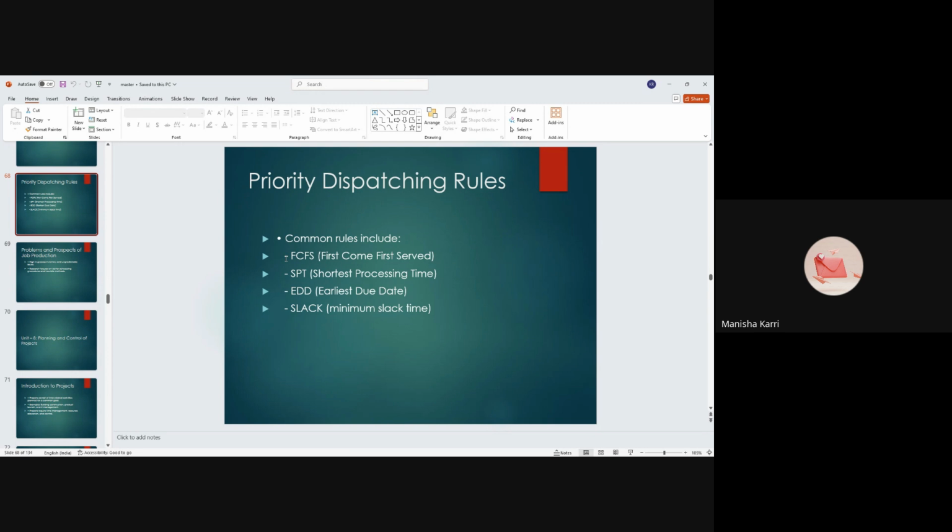Coming to overall, FCFS is for simplicity and fairness, SPT is for reducing the overall waiting time, EDD is for meeting due dates effectively, and slack is for jobs with tight deadlines, ensuring they are done on time. So here each rule serves different types of production goals, and it can be chosen based on the specific needs and the workflow of the organization.